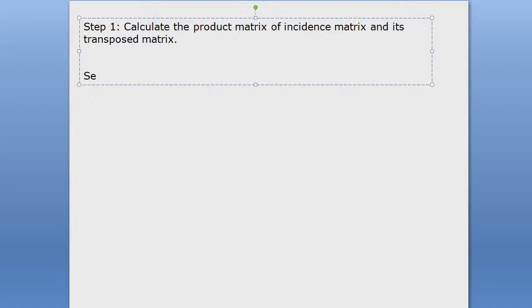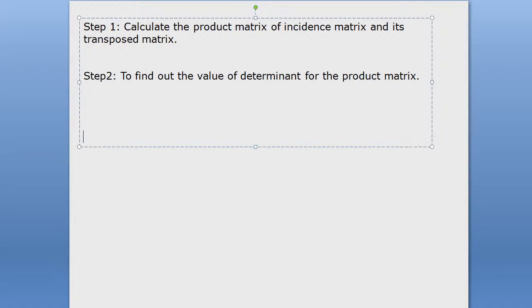What is the next step? Next step is to find the value of the determinant of the product matrix. Value of the determinant for the product matrix. Okay, no problem.